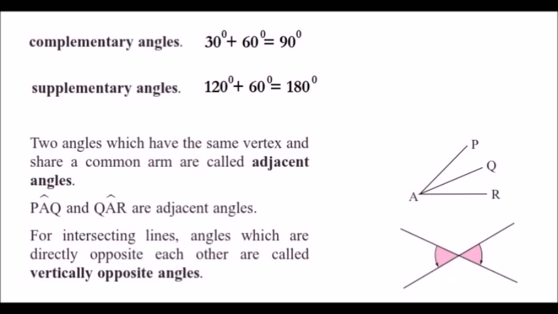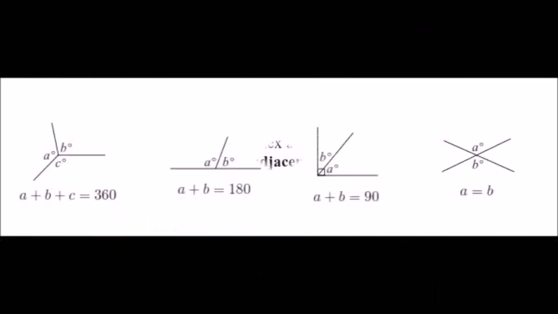Two angles which have the same vertex and share a common arm are called adjacent angles. As we can see here, PAQ angle and QAR angle are adjacent angles. For intersecting lines, angles which are directly opposite each other are called vertically opposite angles, and they are always equal.